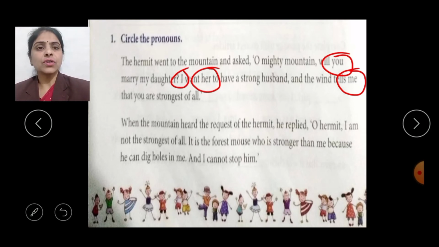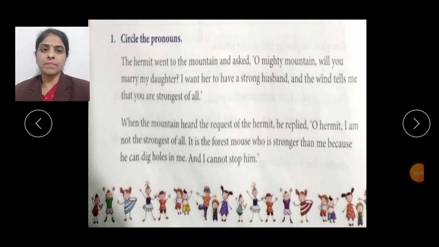After that, "you" is a singular subject pronoun of second person. Now let's read the second para.